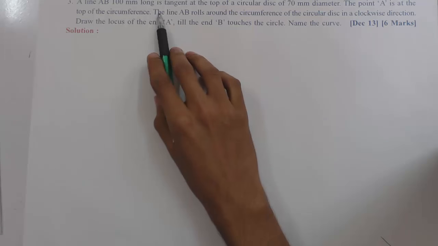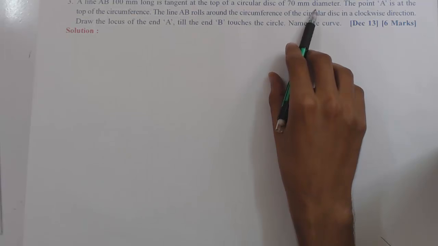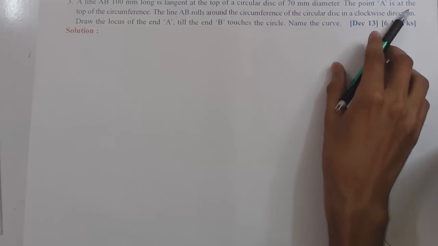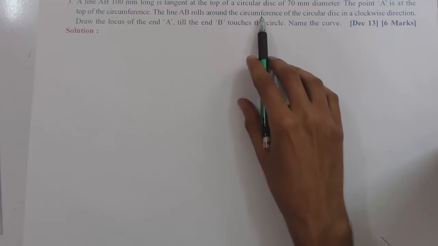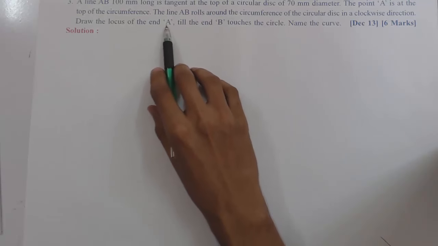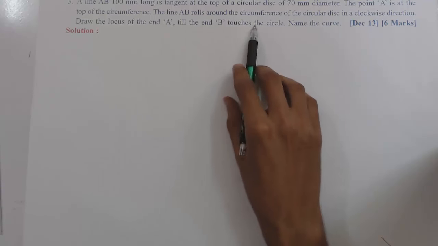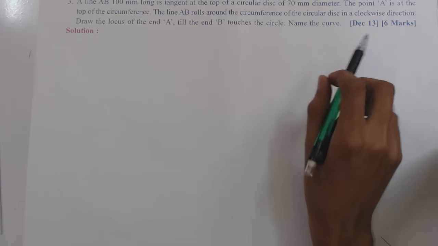Line AB, 100 mm long, is tangent at the top of a circular disc of 70 mm diameter. The point A is at the top of the circumference. The line AB rolls around the circumference of the circular disc in a clockwise direction. Draw the locus of end A till the end B touches the circle. Name the curve. The problem was asked in December 13 for 6 marks.